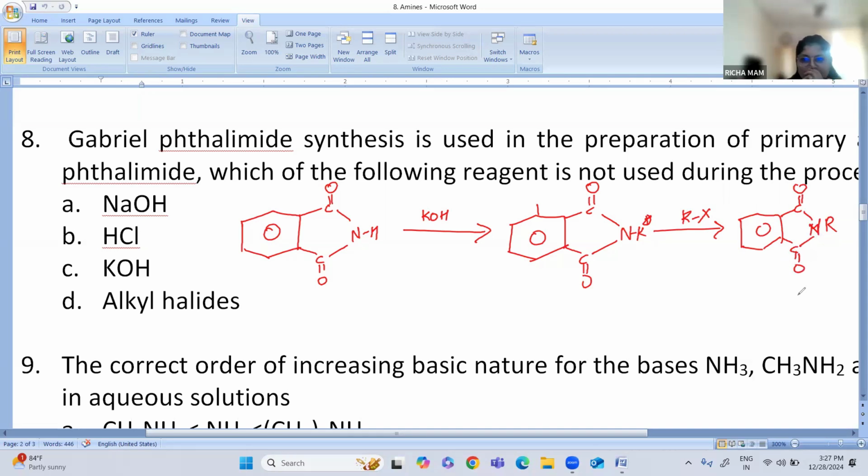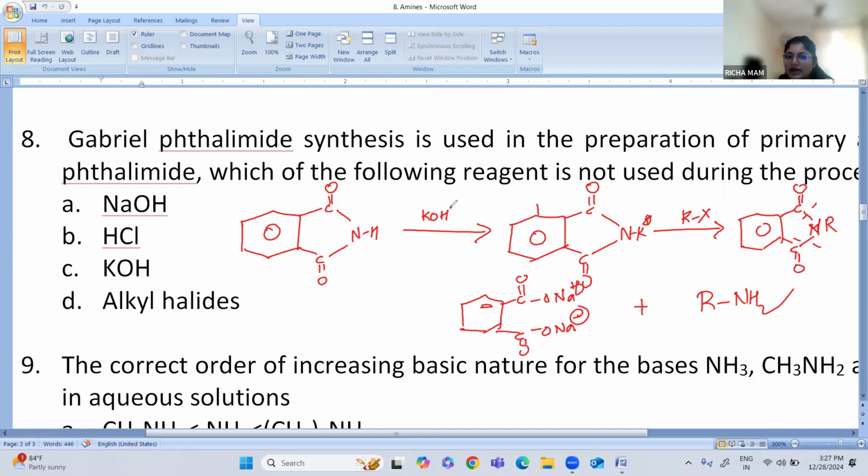Now further, what are you going to get? I am going to get a phthalic acid salt and one primary amine. So the breakage will take place, and I am going to get COO-Na+ and C double bond O-Na+. If I use KOH here, I get K+ only; if I use NaOH, I get Na+. So from Gabriel phthalimide synthesis, I'm going to prepare only primary amine.